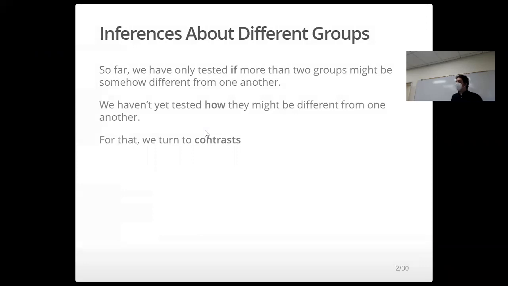So far, when we've done our ANOVA stuff, we've really only tested if groups are different from one another. We haven't really looked at how they might be different from one another. And so to look at how they might be different, we're going to use contrasts.